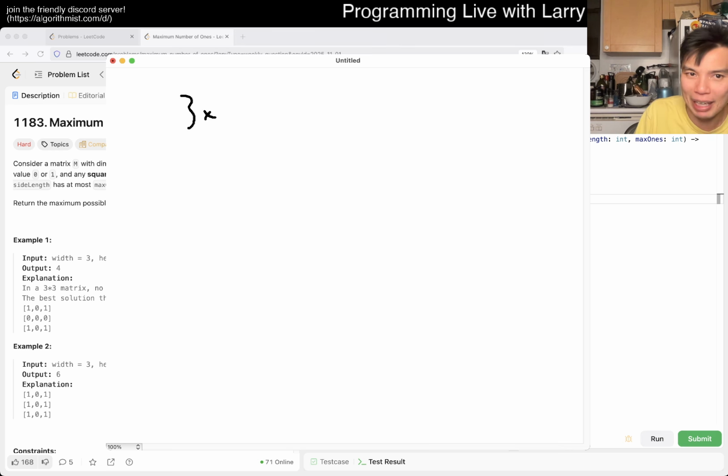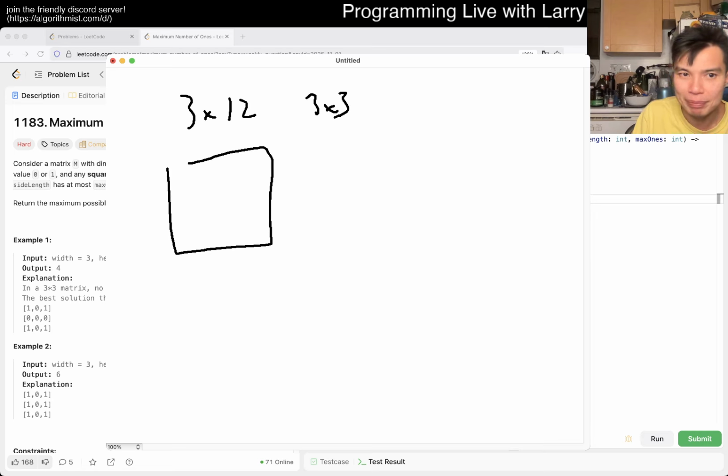But let's say 3 by 12 or something like that, right? And let's say your tile is 3 by 3, right? So that means you have 3 by 3, and of course, let's just say max is equal to 3. Then now there are two ways to do it, or there are multiple ways of doing it, but you could do it like this, for example. You can do it like this, for example, right?